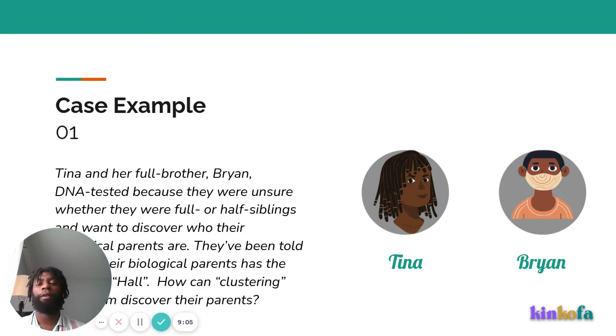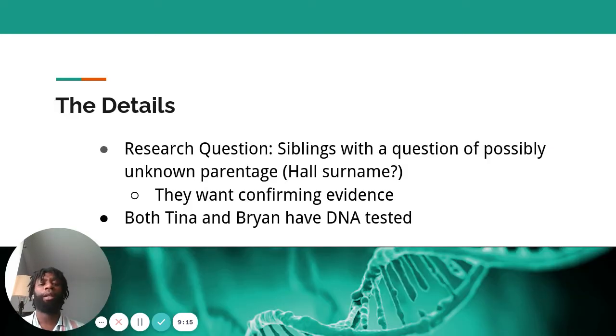What they believe is that they are full siblings, but they're not exactly sure. They've been given information that Hall is a surname of one of their parents. And so our research question is, is Hall the surname of one of their parents? Who are their parents? Are they full siblings? And they're looking for evidence in their DNA matches that answers all of those questions.